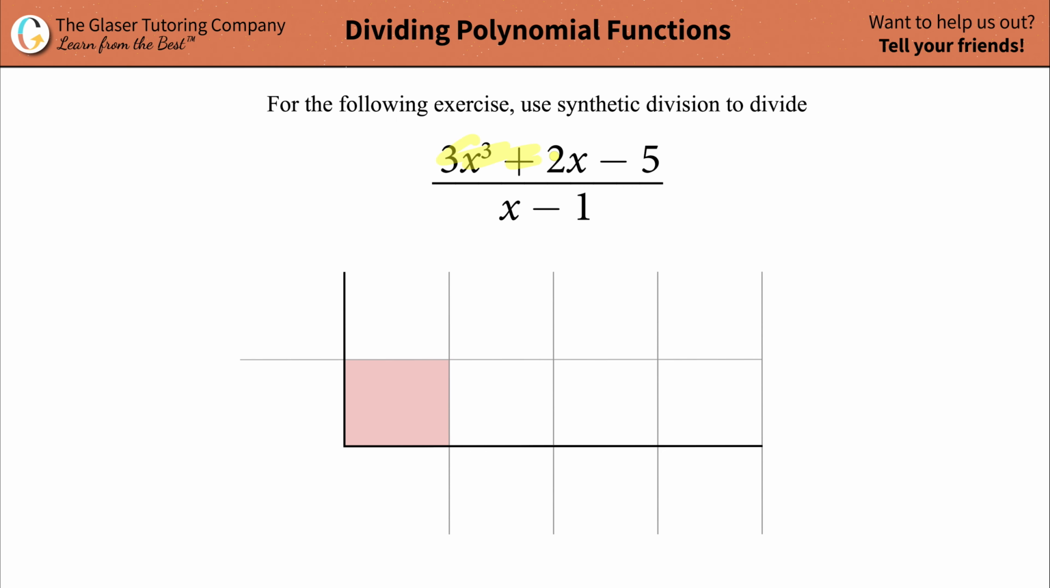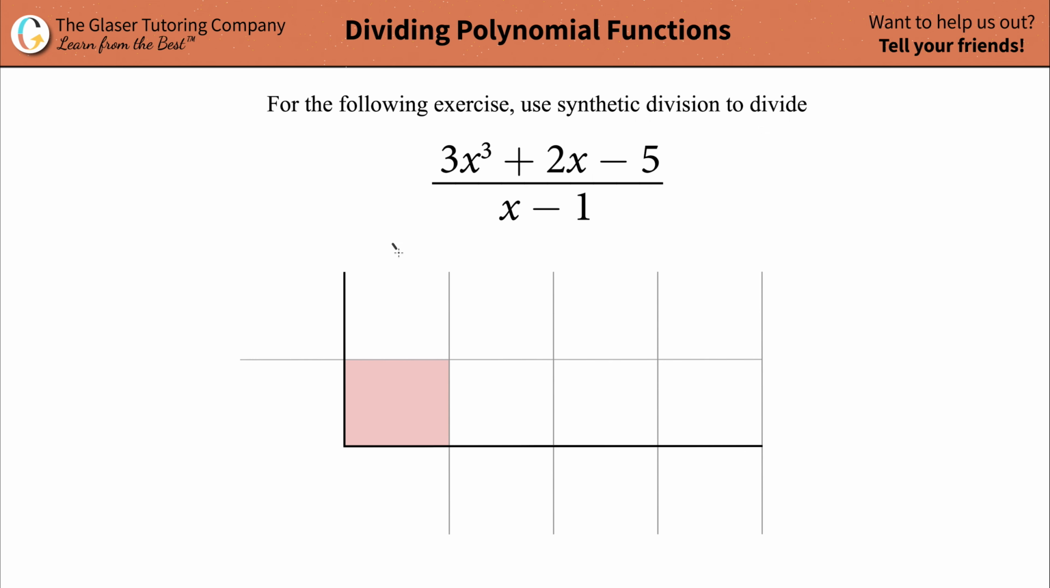We've got 3x cubed plus 2x minus 5, which is being divided now by x minus 1. So the first step is I'm going to focus on my numerator, aka the dividend. I'm going to locate the highest power of x and add 1 to it. That's going to allow me to identify the number of columns I'm going to have on the inside of my synthetic division table.